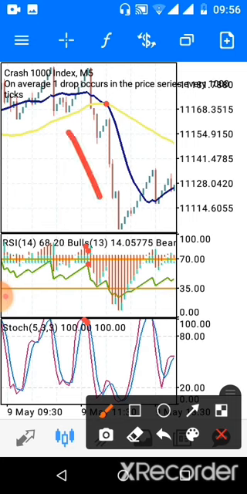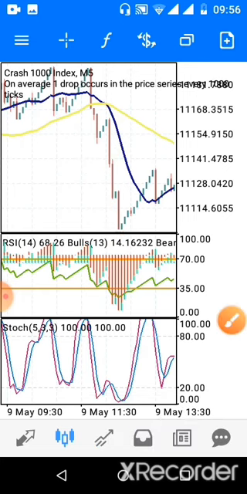Now look at all those spikes that happened. This strategy is very powerful guys, very powerful. With this strategy you continue milking the market mercilessly.